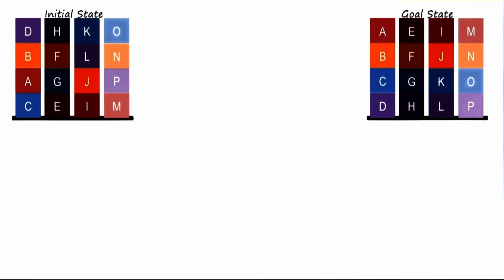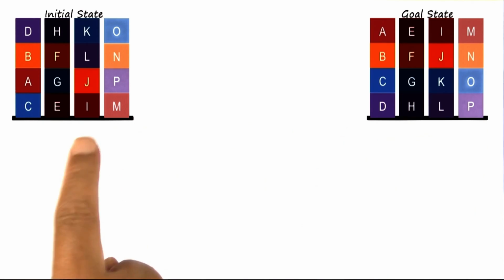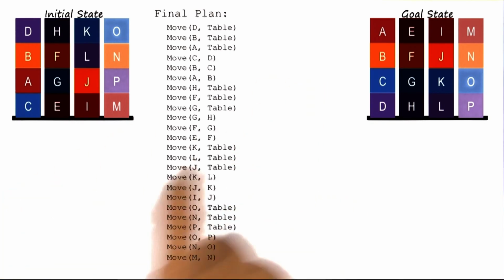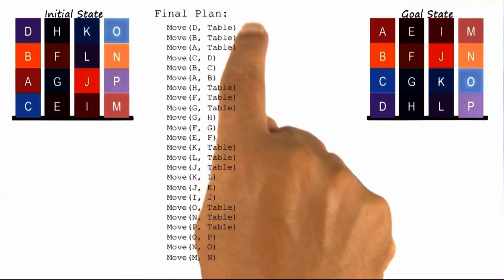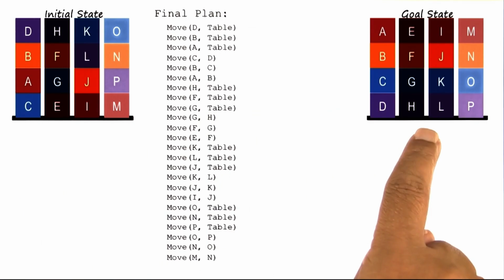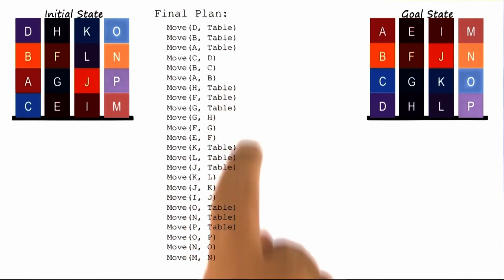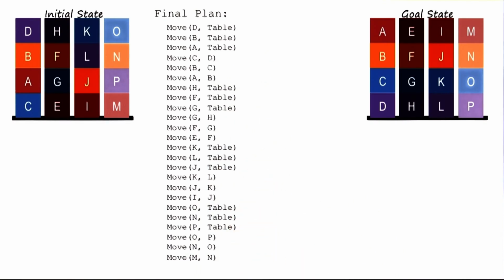To illustrate hierarchical planning, imagine that we are still in the blocks micro world. Here is the initial state and here is the goal state. These states are more complicated than the initial state and goal state we have encountered so far. So as previously, we can use partial order planning to come up with a plan to go from this initial state to goal state. Here is a final plan, and as you can see, it's pretty long and complicated with a large number of operations in them.